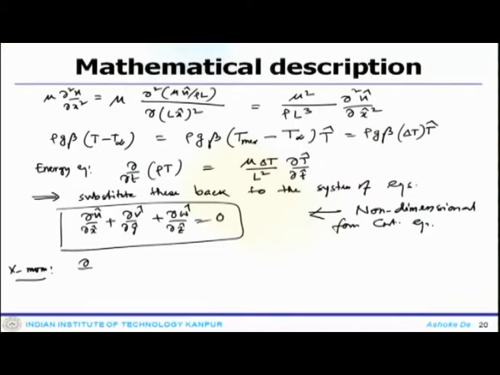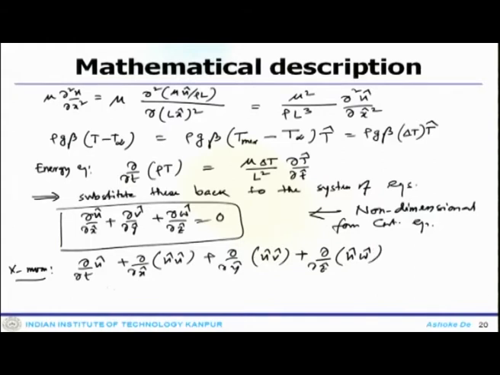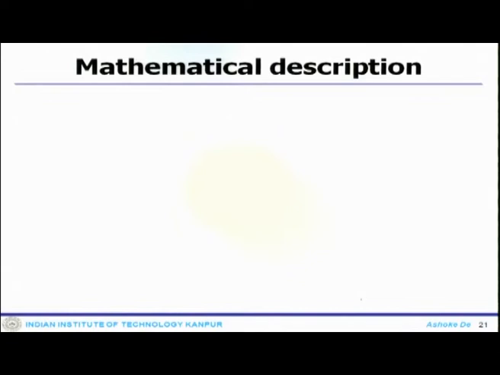X momentum equation, so that becomes del del t of u hat plus del del x hat of u hat u hat plus del del y hat of u hat v hat plus del del z hat of u hat w hat equals minus del p hat by del x hat plus del 2 u by del x square plus del 2 u by del y square plus del 2 u by del z square.